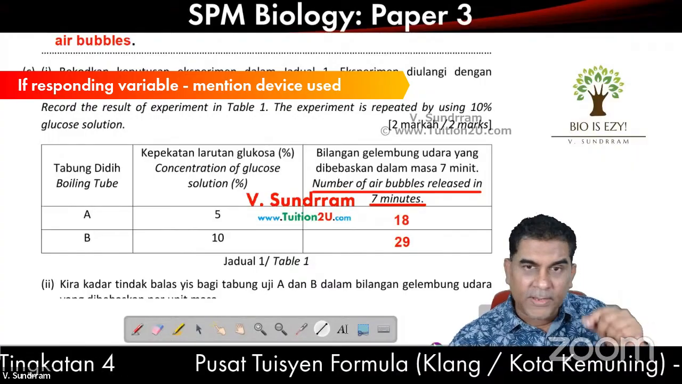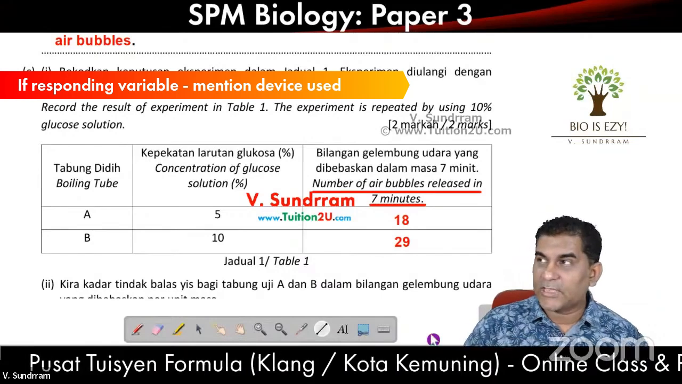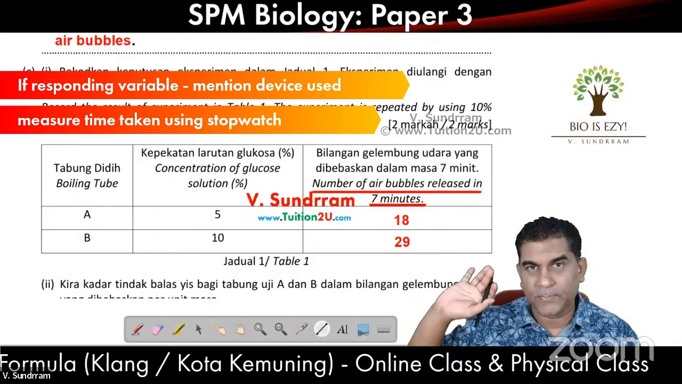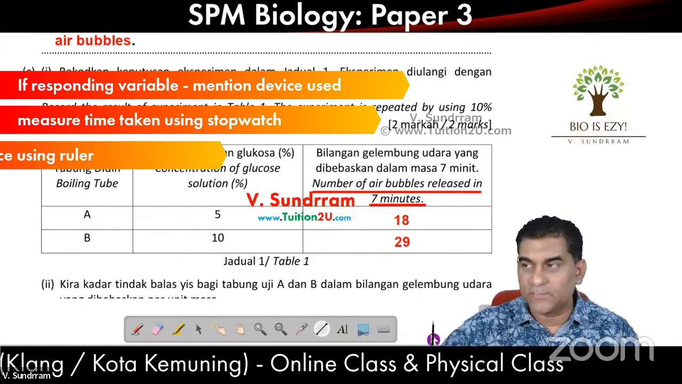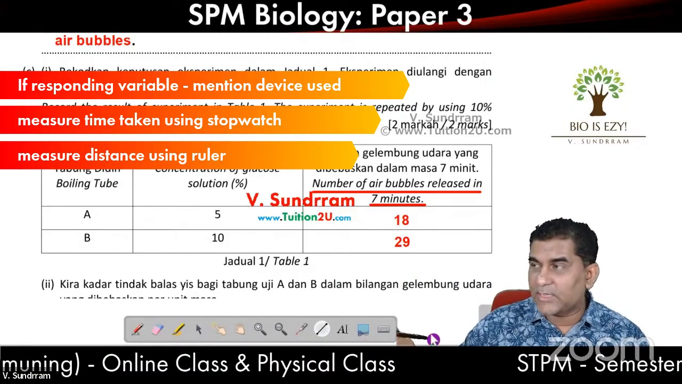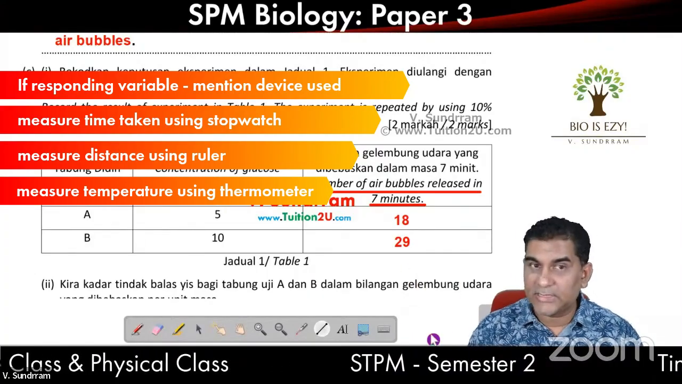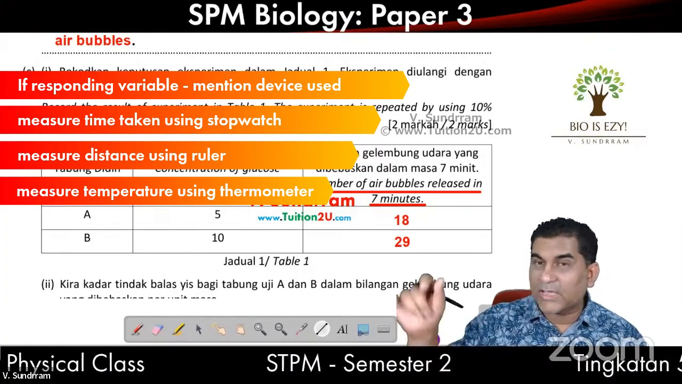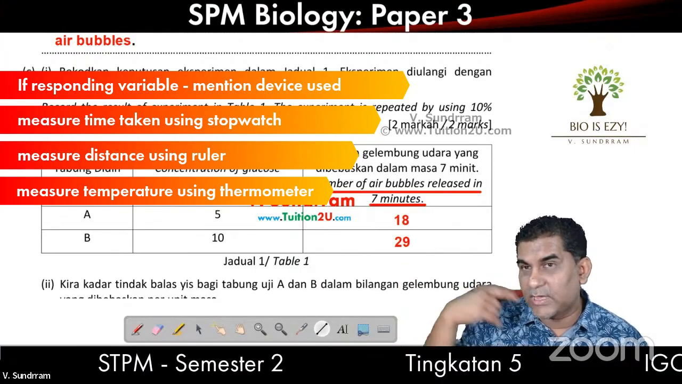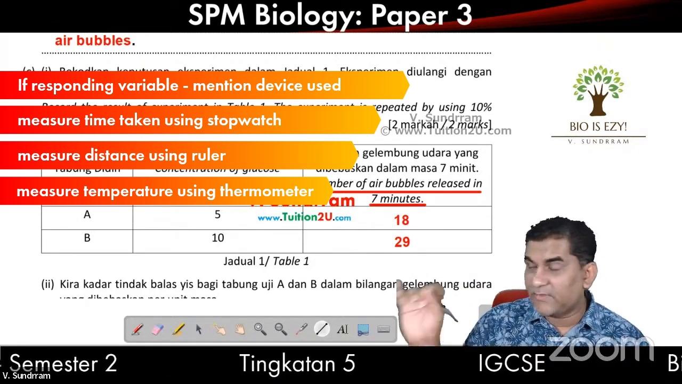Normally, when you are mentioning the responding variable, you need to mention what is the device you are using. For example, if you measure the time taken, you must use the words by using stopwatch. If you measure the distance moved by the air bubble, for example in a transpiration experiment, you must mention by using a ruler. The device must be mentioned, but this is a unique experiment. We are going to count the number of bubbles released, using the eyes to look at the bubbles. So there is no device used.